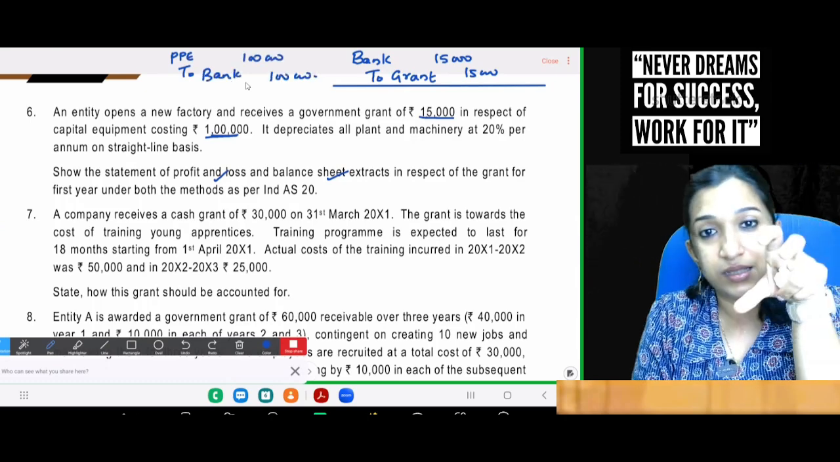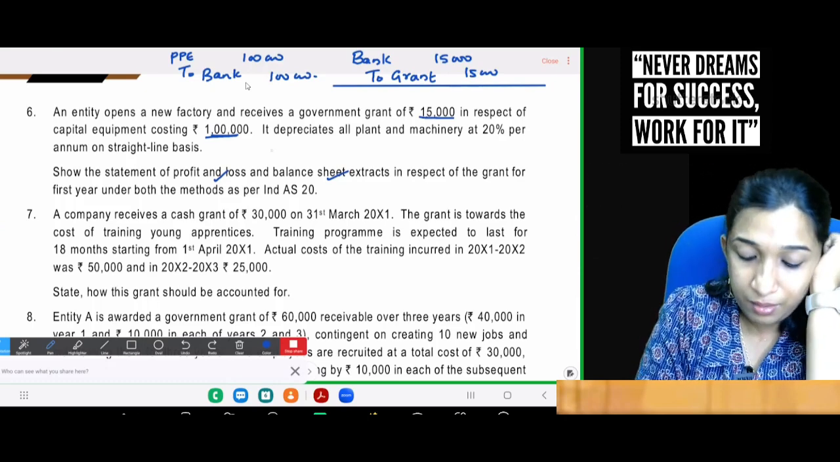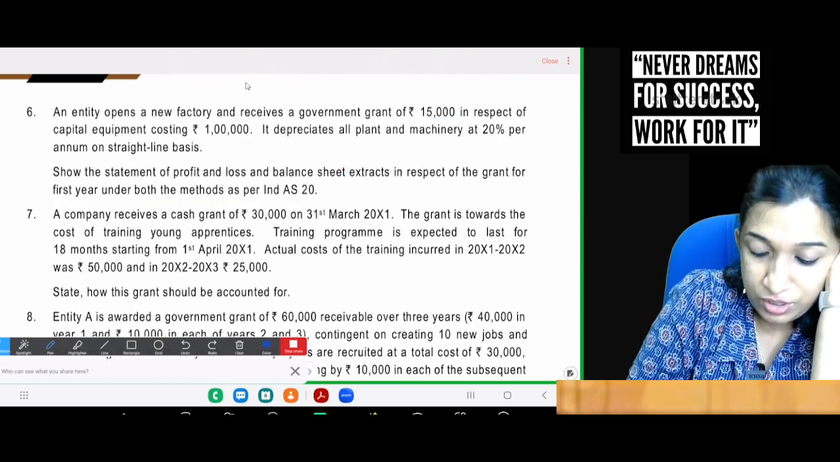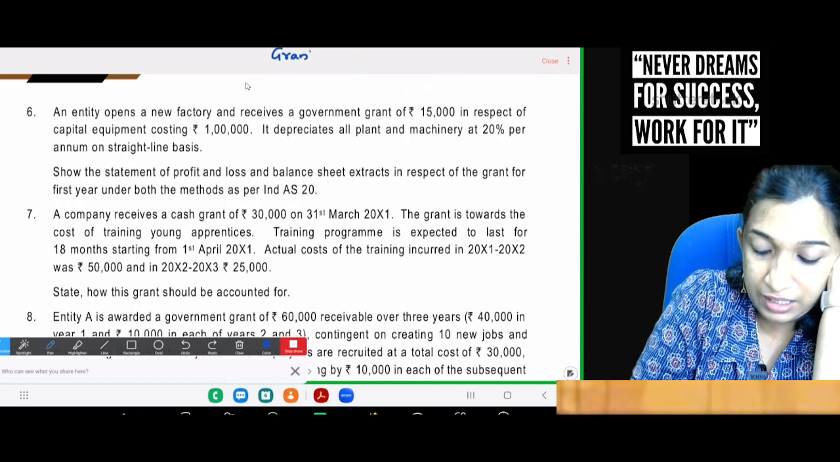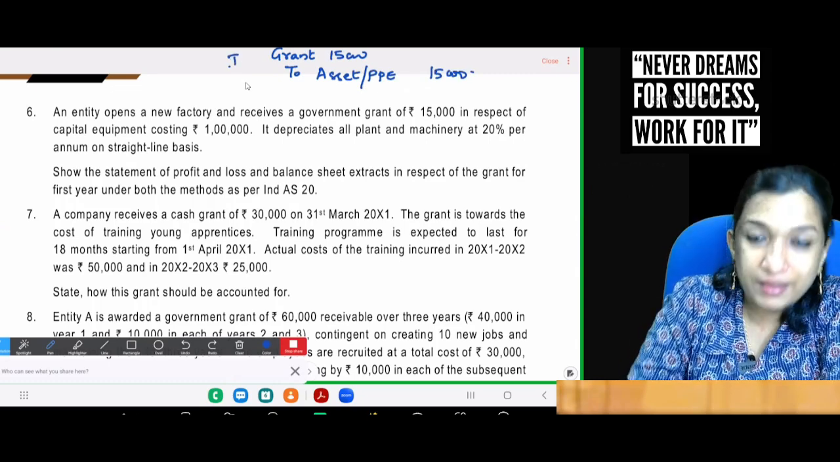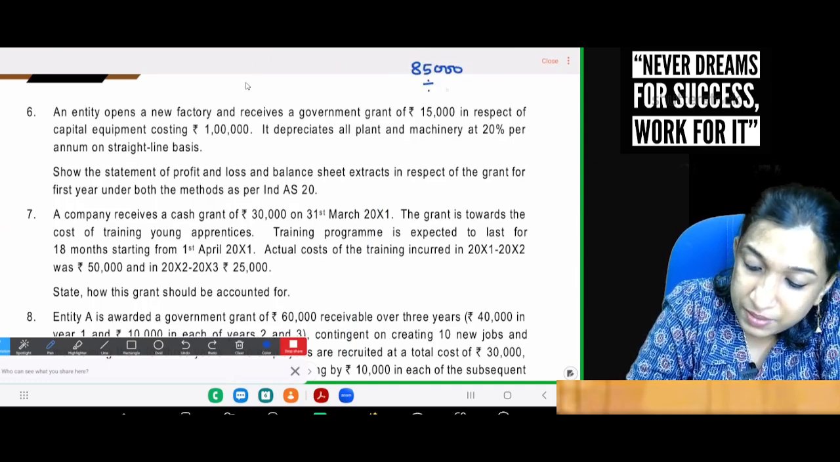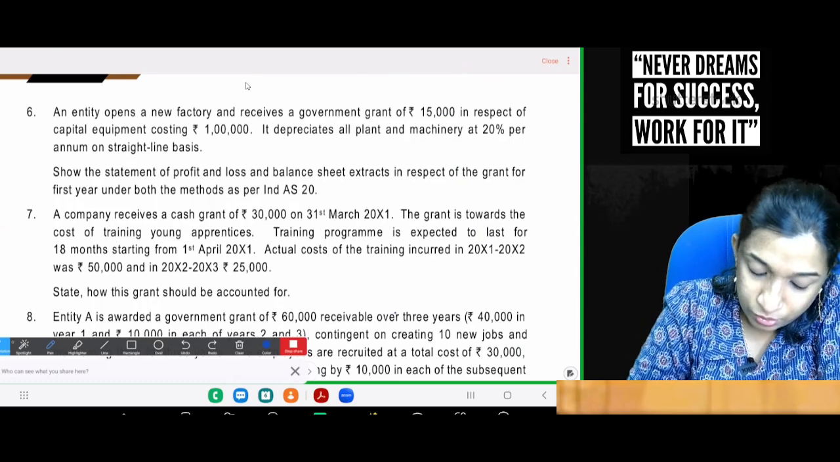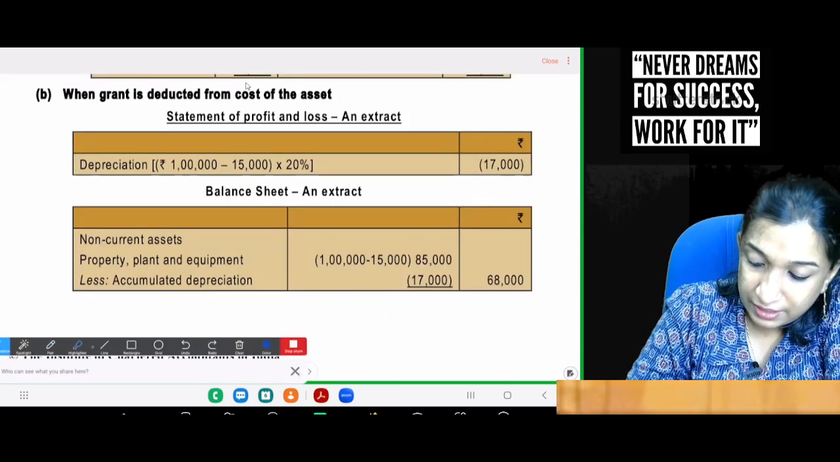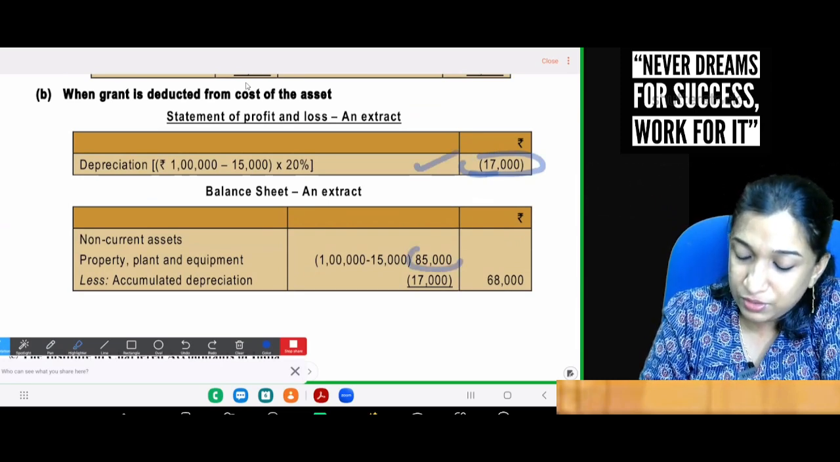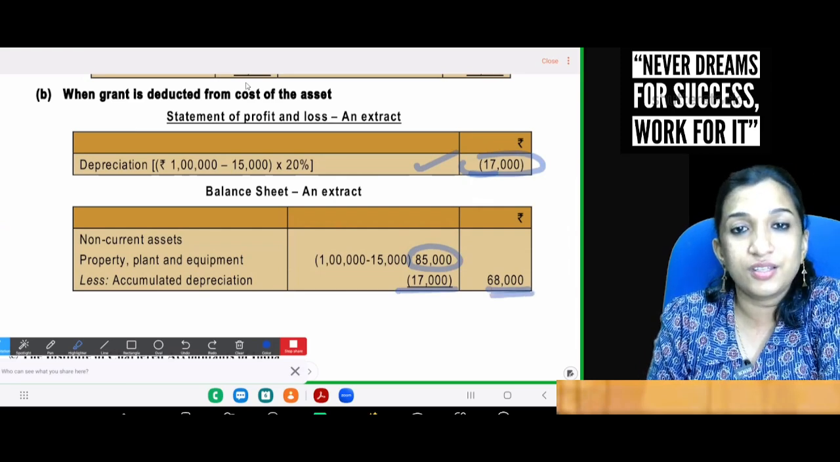Now the question is, what is the accounting under both the methods? What are both the methods? If the asset is adjusted, the next entry is grant 15,000 to asset or PPE 15,000. Following the first method, the asset will appear in the balance sheet at 85,000, and depreciation is 85,000 into 20%, that is 17,000 for the first year, which is the P&L extract. Balance sheet extract is 85,000 minus 17,000.